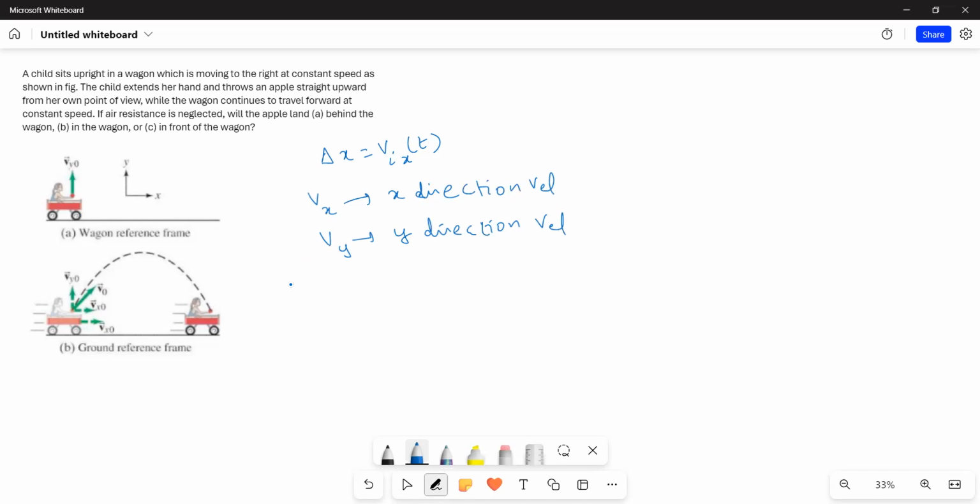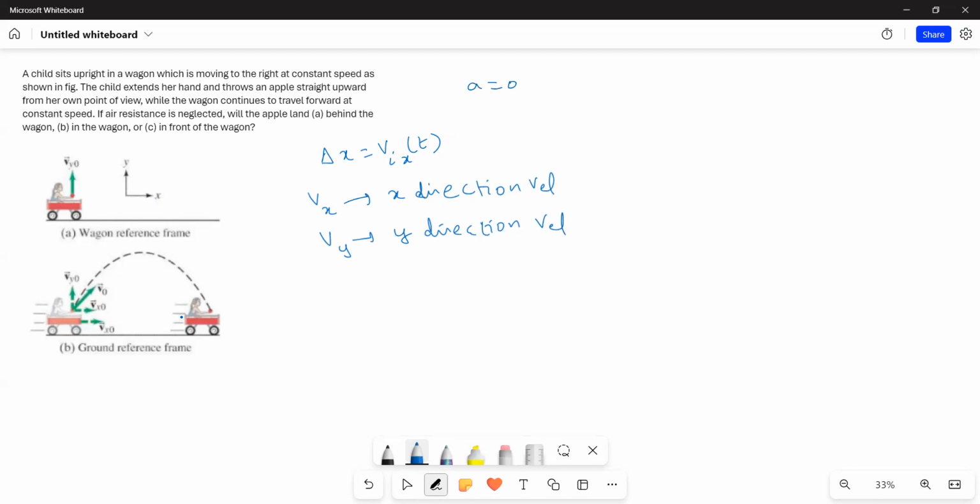Moreover, initially the apple is traveling with a constant speed. That means no force is acting on the apple. Constant speed means acceleration is equal to 0, a = 0, so it is moving with a uniform velocity. It continues even though the child throws the apple up, its horizontal velocity remains the same. So the velocity will not change for both the wagon and apple.